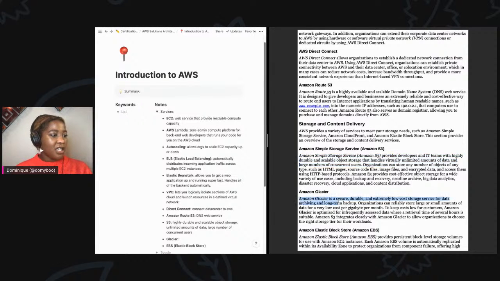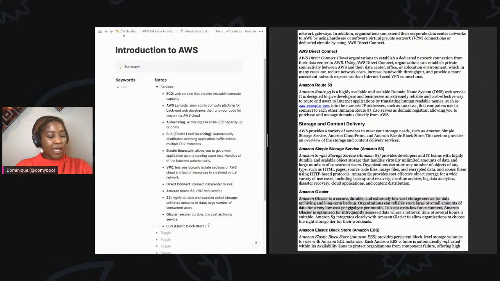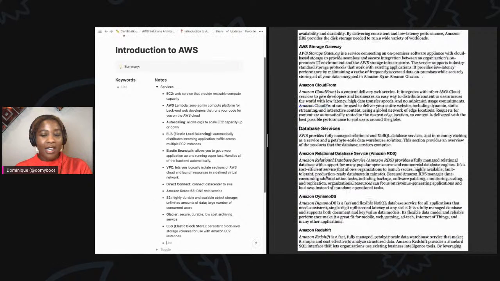Amazon Glacier is a secure, durable, and extremely low-cost storage service for data archiving. So, a secure, durable, low-cost archiving service, which I'm already familiar with. Elastic Block Store, again, provides persistent block-level storage volumes for EC2 instances. I need to be smarter, not harder. Why didn't I copy and paste this whole time? AWS Storage Gateway.